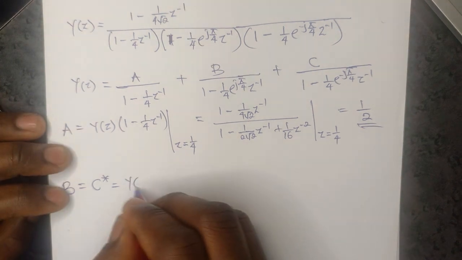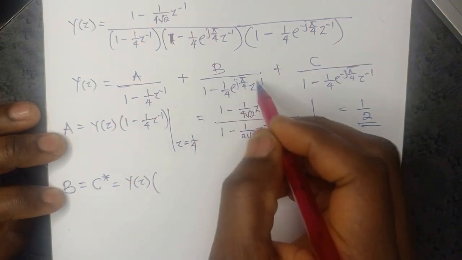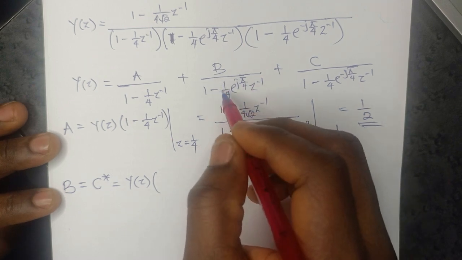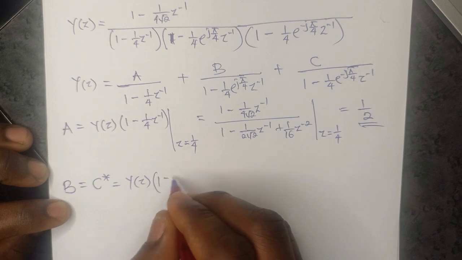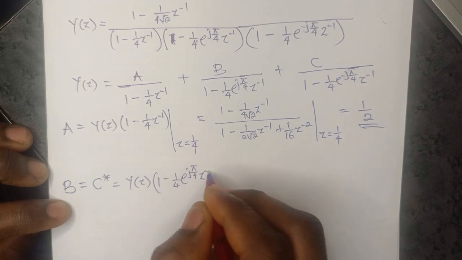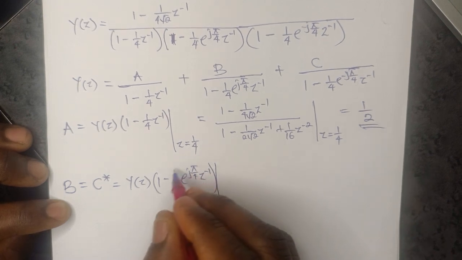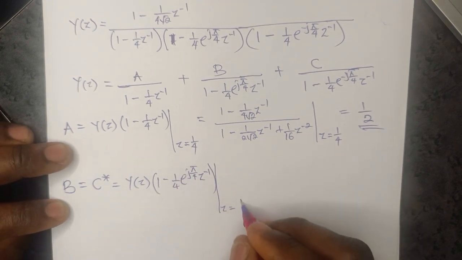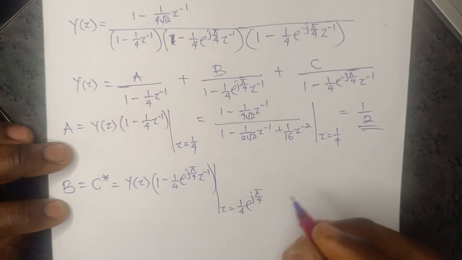So it's going to be Y of Z. For B, this is the expression inside the bracket, the expression that it will multiply Y of Z with. So that's 1 all over 1 minus 1 all over 4 e raised to power j pi all over 4, z raised to power minus 1, when Z is equal to whatever is in front of Z inverse here, which is 1 all over 4 e raised to power j pi all over 4.